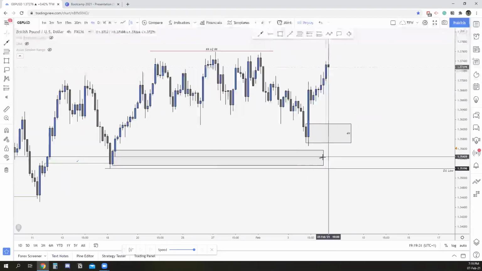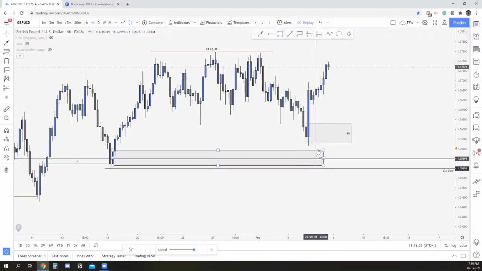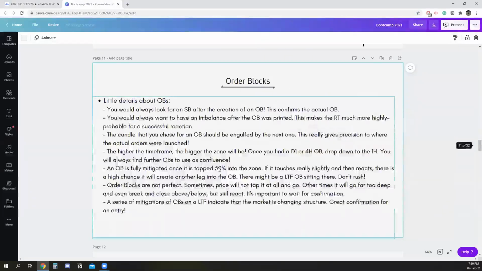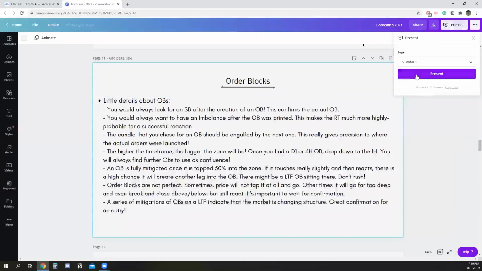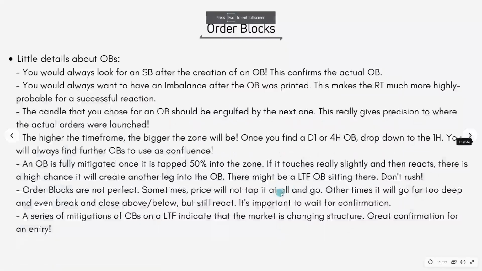So keep that in mind. Write it down in your notes when you're rewatching this. An OB is fully mitigated at 50%. And if it just taps, very slightly taps the top of the OB, you can expect another move to the downside to tap into the 50%, right? Which might have a lower time frame order block sitting there.